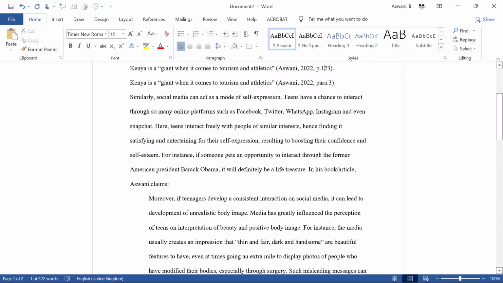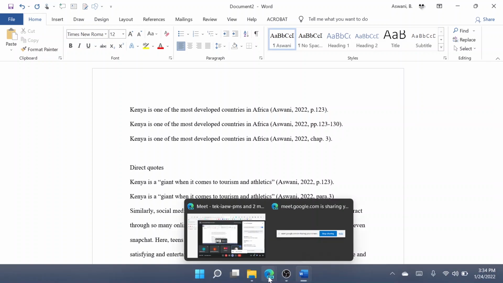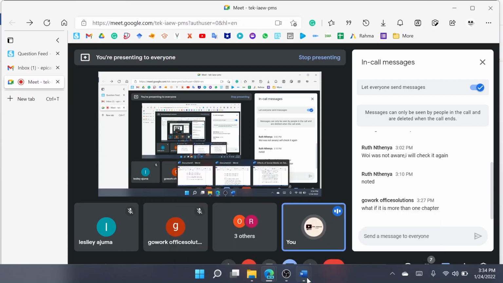If page numbers are available, use page numbers. If they're not available, see if you can count the number of paragraphs. If it's not practical to count paragraphs, you can just leave it out, or just abandon the direct quote altogether. Don't use it if it's not possible to count the number of paragraphs. But again, you only include page numbers if it's a direct quote or if it's a book. Okay, so somebody asked, what if it's more than one chapter?